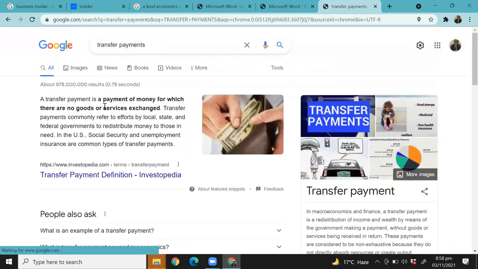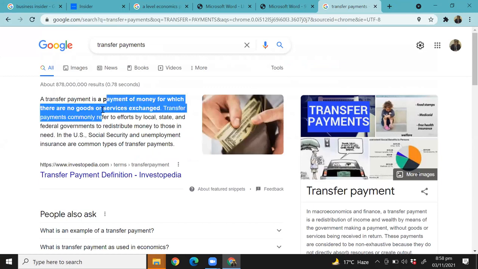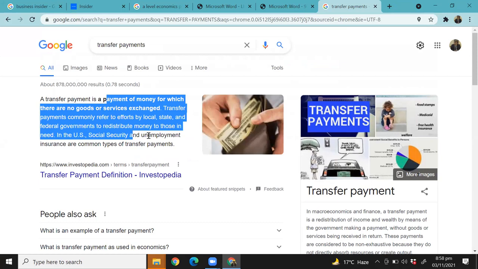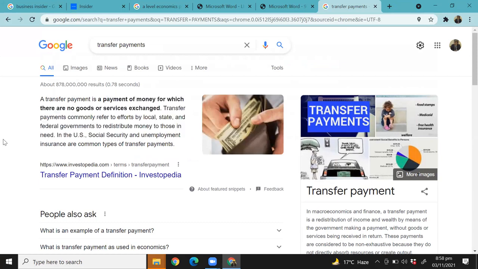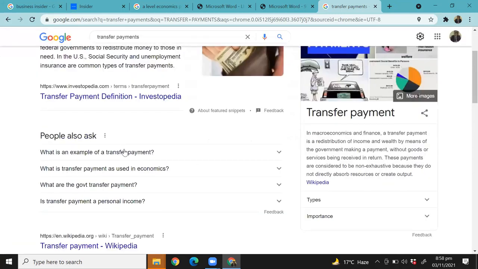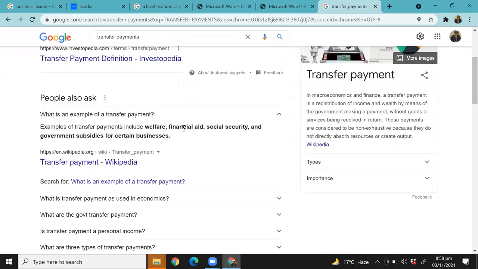Transfer payment is a payment of money for which there are no goods or services exchanged. Transfer payments commonly refer to efforts by local, state, and federal governments to redistribute money to those in need. Yeah, that's what I'm saying. Social security and unemployment are common types of transfer payments. Welfare, financial aid, social security, government subsidies. Okay, so it does include government subsidies for certain businesses.